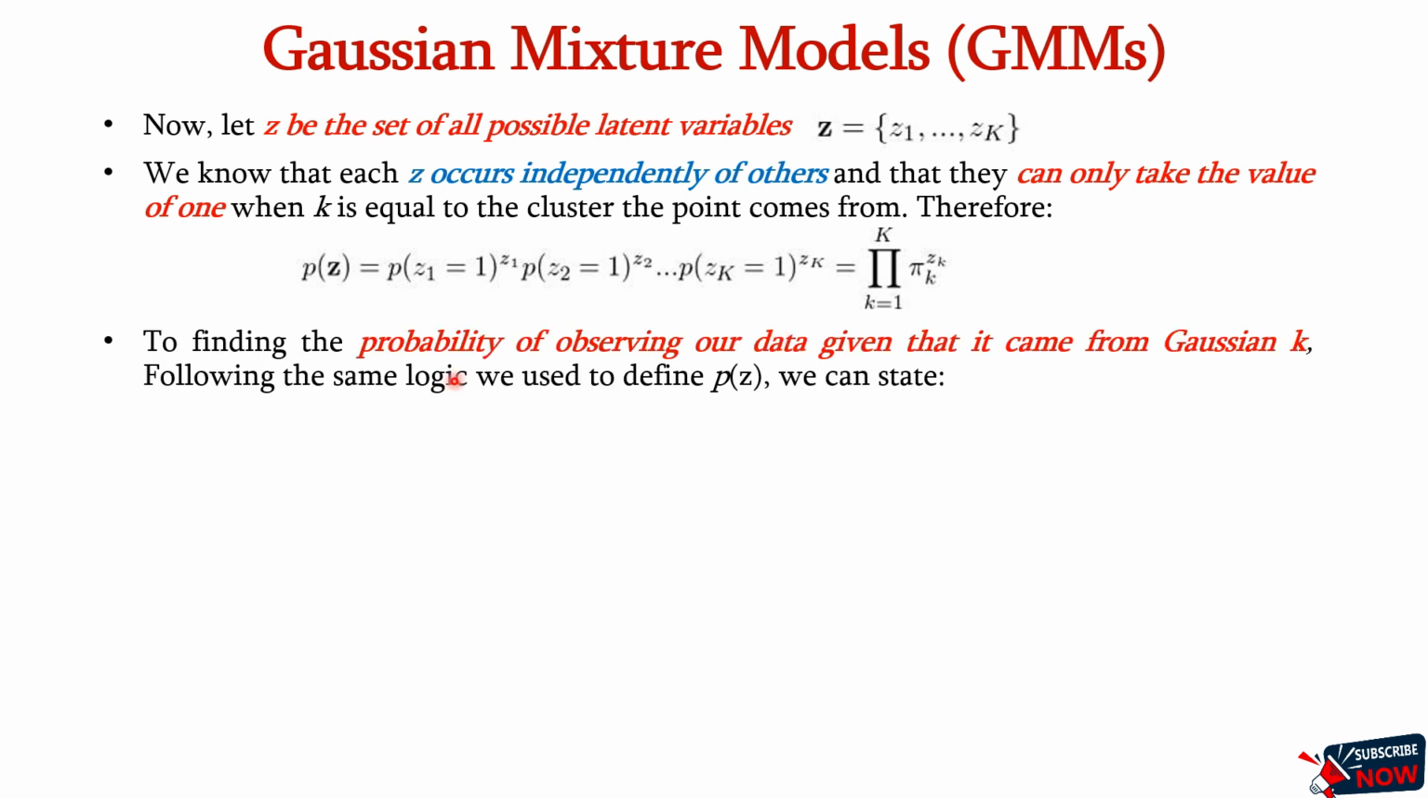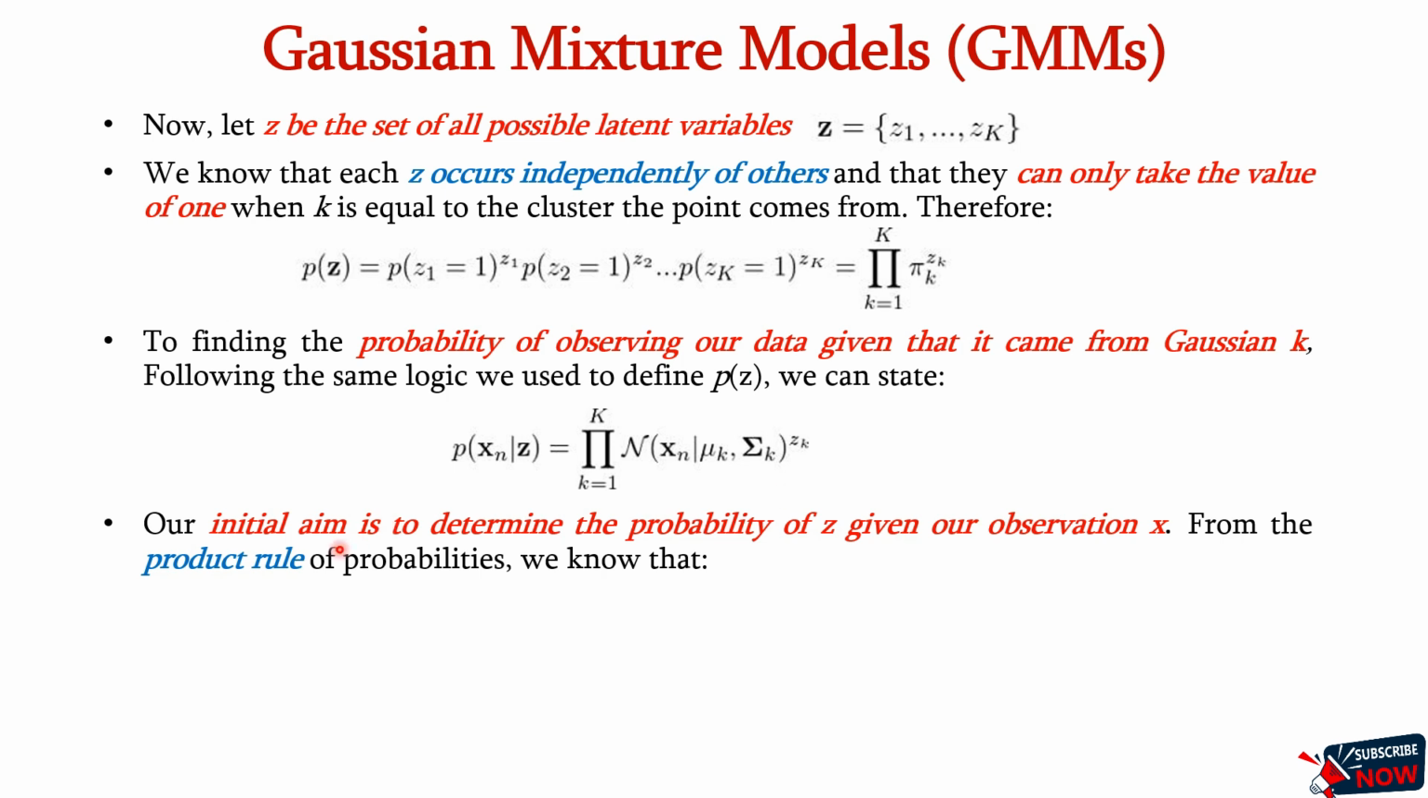To find the probability of observing our data, given that it came from the Gaussian k, following the same logic we used to define p of z, we can state p of xn given z. That is, given the Gaussian component k, what is the probability that xn belongs to that particular Gaussian k. This can be written as the product of k equals 1 to K, normal distribution of xn given mu k, sigma k, to the power zk.